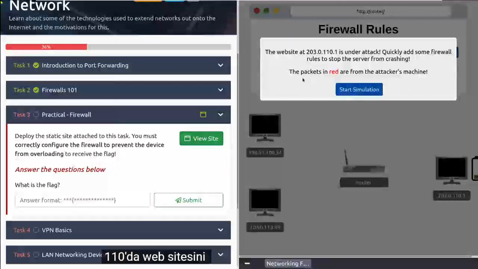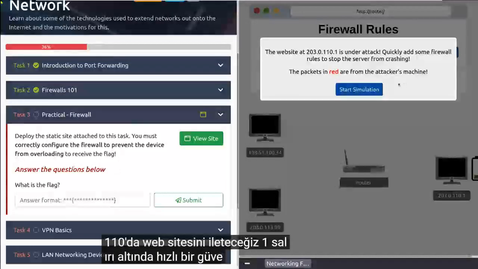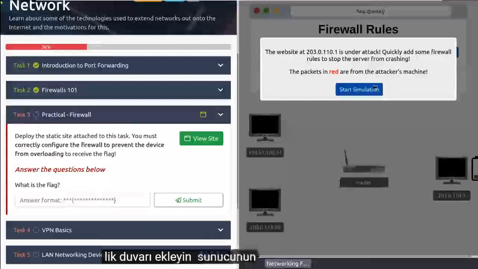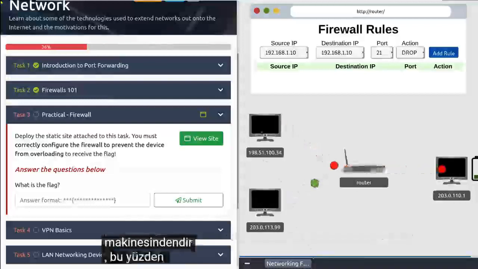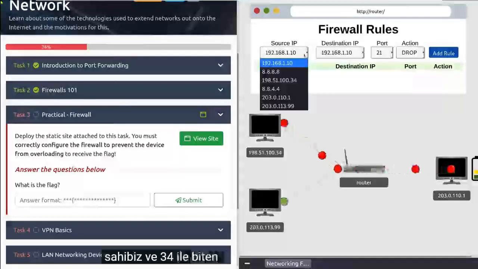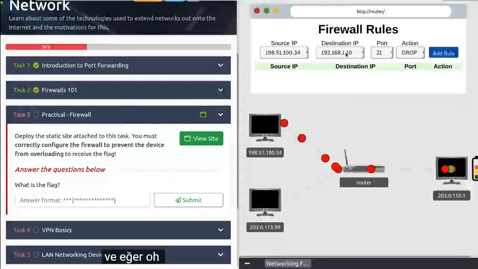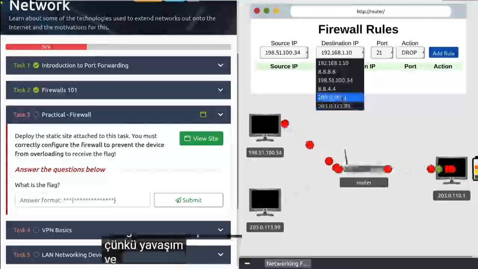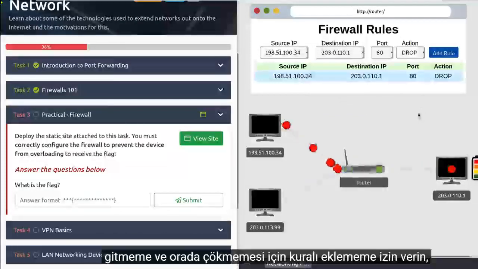The website at 203.0.110.1 is under attack. Quickly add some firewall rules to stop the server from crashing. Packets in red are from the attacker's machine. So we have this malicious machine right here, and we want to grab its source IP, which is ending in 34. And then port 80. Let me go and add the rule just so that it doesn't crash.